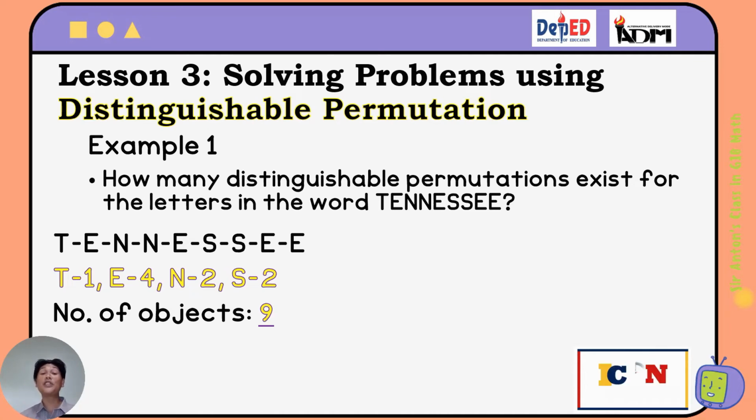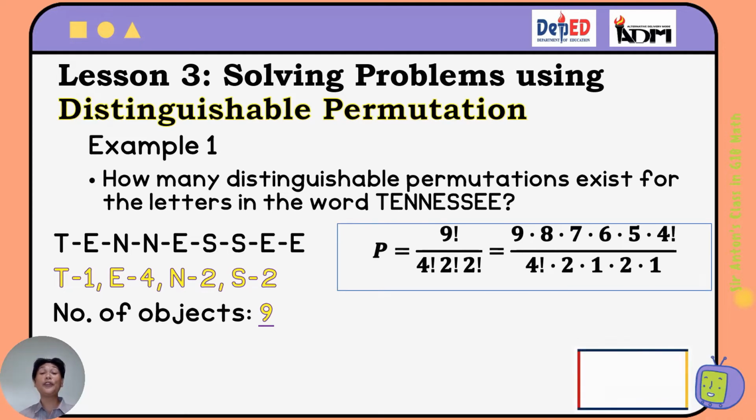In solving distinguishable permutation, it will be like this. The permutation of the total number of objects, which is 9, so we have 9 factorial. We have 4 E's, so 4 factorial. We have 2 N's, so 2 factorial, and another 2 factorial for the 2 S's.